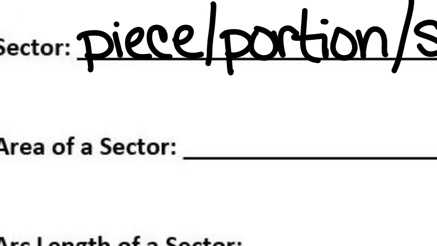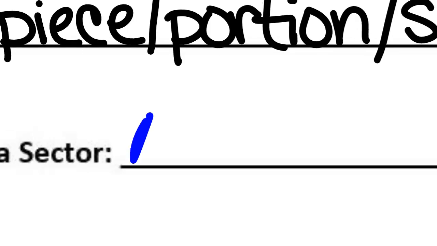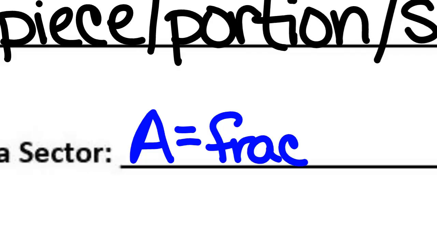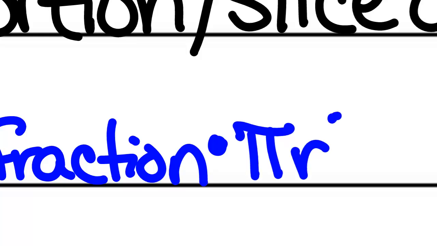To find the area of the sector, we're going to use the area formula for a circle, except we're not looking at the whole circle. We're just looking at a piece or a fraction of the circle. So we have area equals the fraction of the circle that we have times pi r squared.